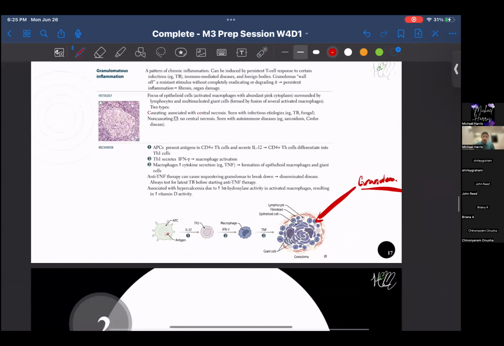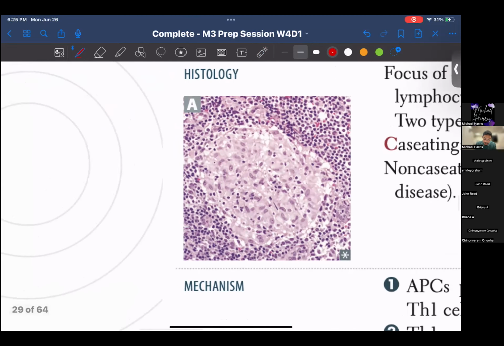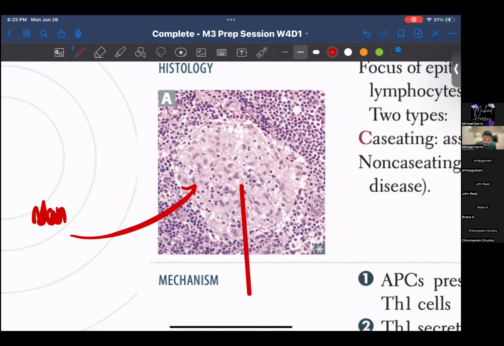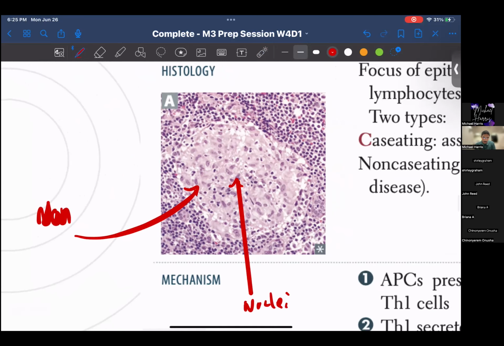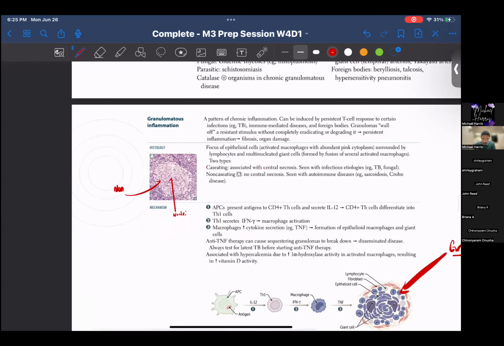Now, if it's filled up with bacteria, it ends up becoming a caseating granuloma. If it's not filled up with bacteria, it's called a non-caseating granuloma. So, for instance, this here is an example of a non-caseating granuloma. We know that because in the center, you can see various cells. You see the nuclei? That's what depicts a non-caseating granuloma. Okay, I'm going to show you an example of a caseating granuloma here later. Any questions on any of that?